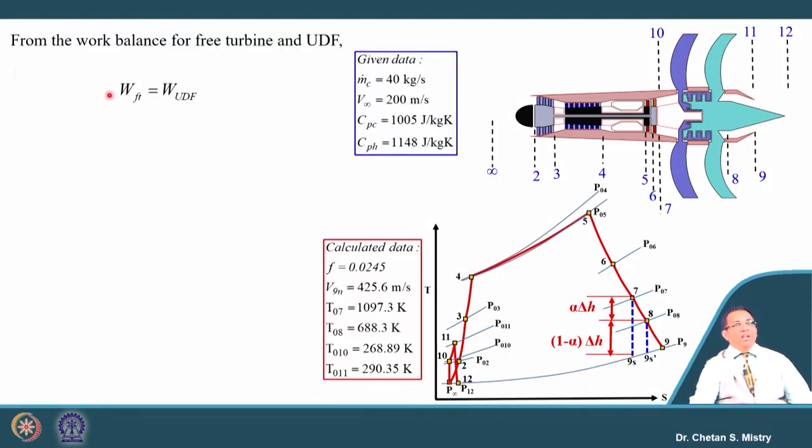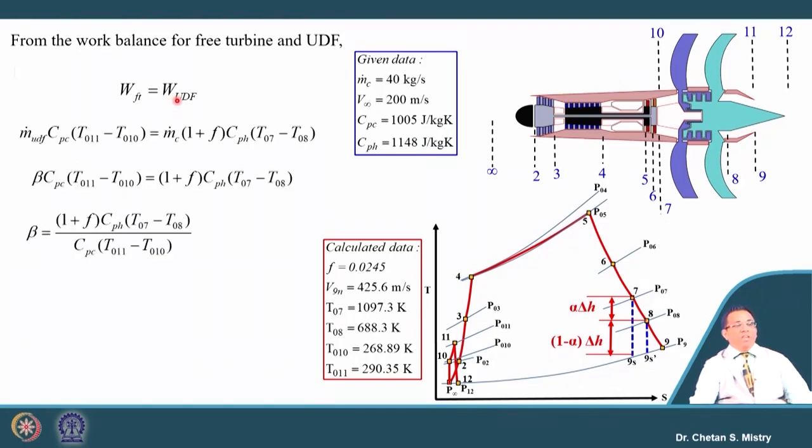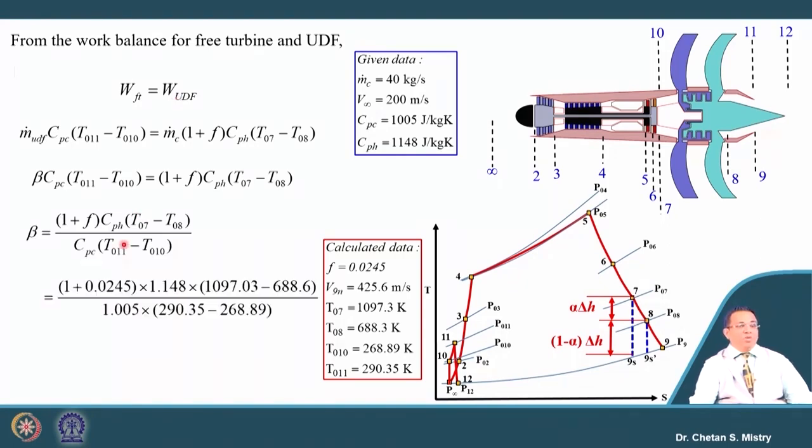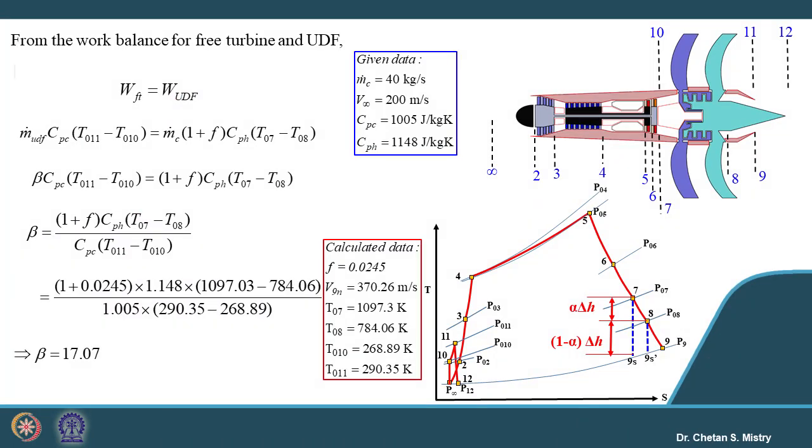It says the work generated by the free turbine will be equal to the work required by the unducted fan. And if we write this equation, it will give us the value of bypass ratio, and this bypass ratio comes out. Okay. Compared to the turbofan engine, if we look at it, this number is on the higher side, but when we compare with the turboprop engine, this is on the lower side. We have seen the difference between the turboprop engine and the prop fan engine. So, do not get confused with these configurations.